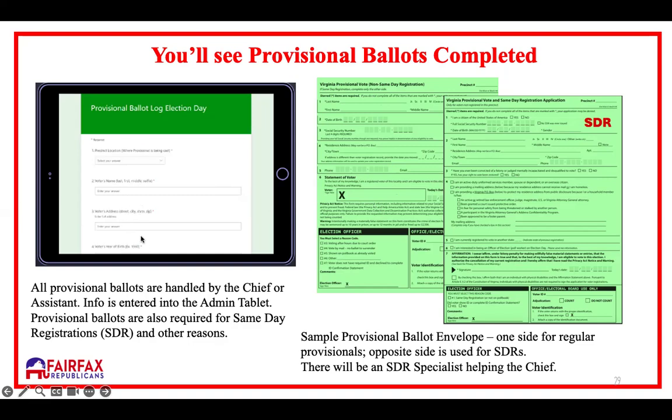All of that data is captured here so that it's available electronically. And presumably, if the chief cannot read the voter's handwriting or has questions about what the voter indicated on the provisional ballot, he can get it clarified so that what he enters into the admin tablet is clear and legible information.